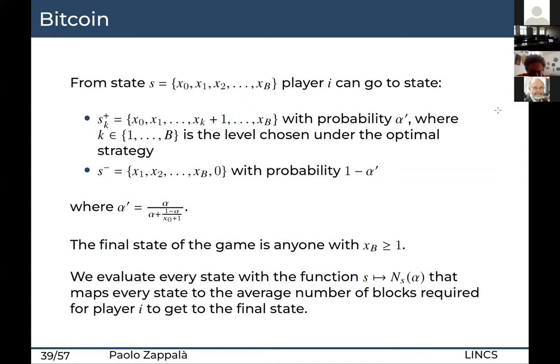So okay, we want to find the optimal strategy. For every state S, we have K possible levels where to publish a block. The final state, of course, is when we have published one at XB, that is XB plus one, so when we can publish a block at the end. We give a value to every state to understand which is the best state we can get to. This value is the average number of blocks from that state that we need to get to the final state.